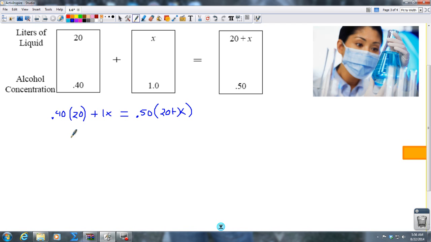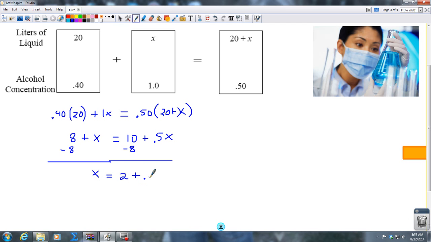0.4 times 20 turns out to be 8. 8 plus X is equal to 0.5 times 20, half of 20 is 10, plus, distribute the 0.5, so we get 0.5X. And let's see, we also have to get our like terms together, so we'll subtract 8, putting the numbers that don't have X together. X equals 2 plus 0.5X.